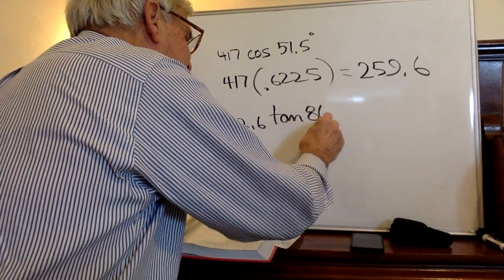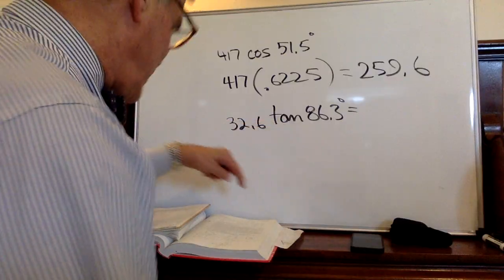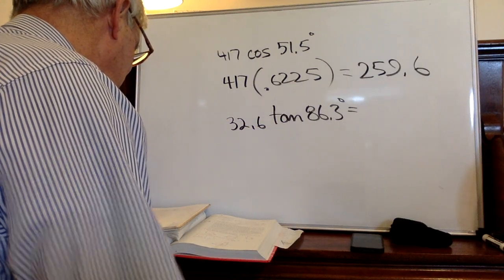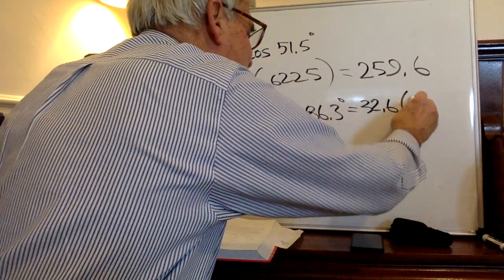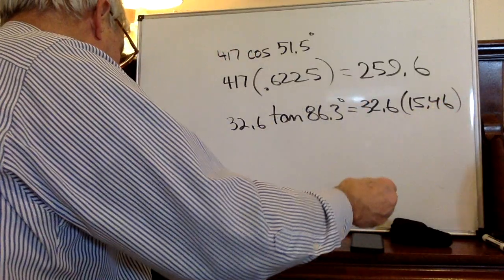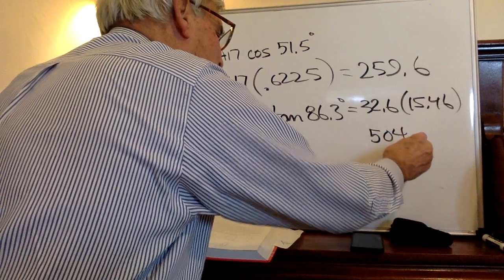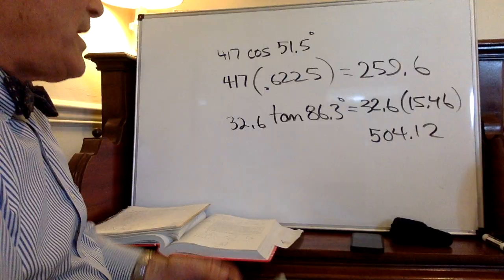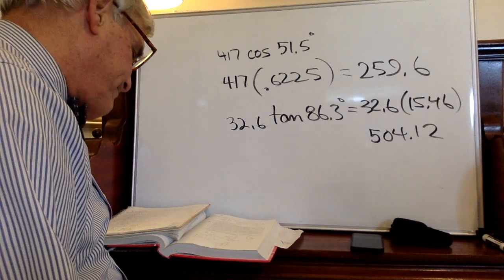of 86.3 degrees. So again, you would put in your calculator tangent 86.3, and what should have popped out is approximately 15.46. So you get 32.6 times 15.46. And again, when you multiply that out and round to 2 decimals, that's 504.12. So hopefully you had no problem doing those. Do them on a calculator.